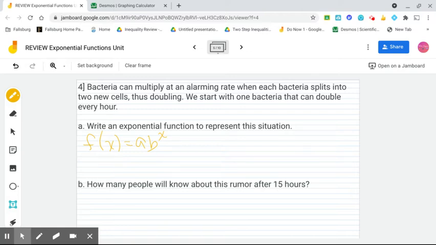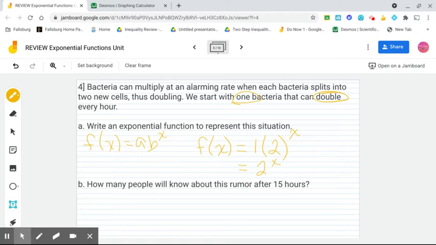So where is it starting? It's starting with 1 bacteria. And then we're multiplying by b, which is the multiplying factor. Well, it says it can double every hour. Doubling means you're multiplying by 2. And then we have to the power of x. So multiplying by 1 here doesn't make a difference, so we could just say 2 to the power of x.